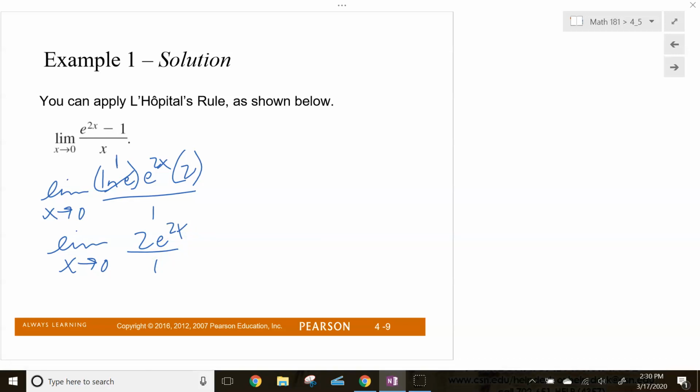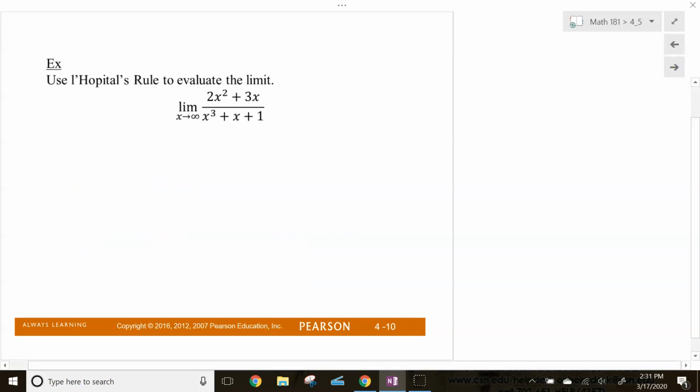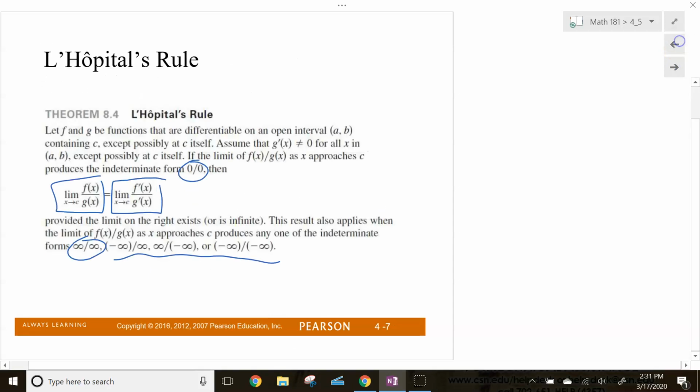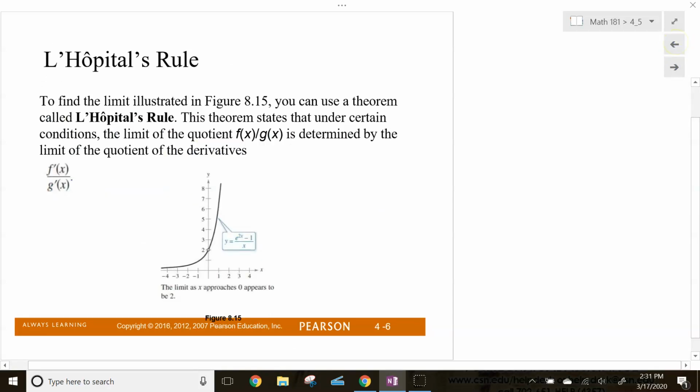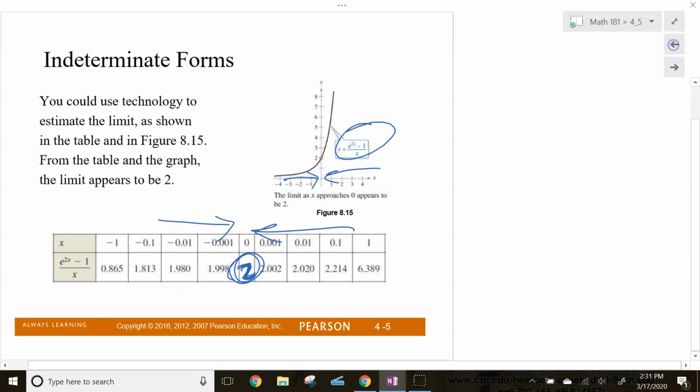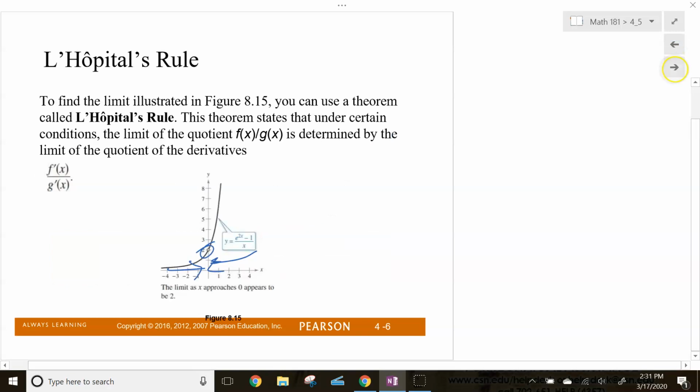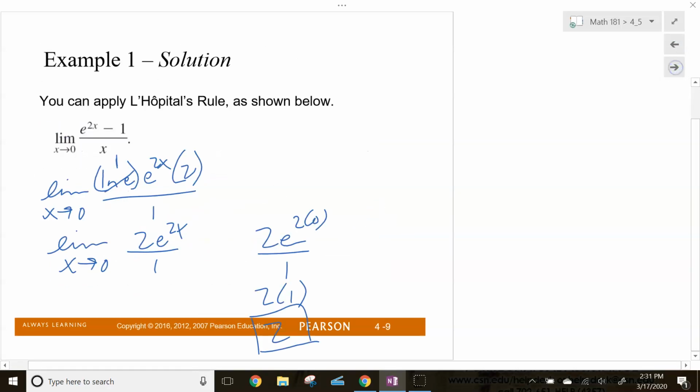So the limit of the derivatives, when you're in indeterminate form according to L'Hopital's rule, the limit can be determined from taking the derivative of the top and the bottom and then doing that substitution there. So now we throw in 0. Of course, we know e to the 0 is 1. So this ends up being 2. Limit ends up being 2. As we could see here with the graph of it, the limit as x goes to 0 ended up being 2. It's approaching 2, or with the table of values. So that's L'Hopital's rule.